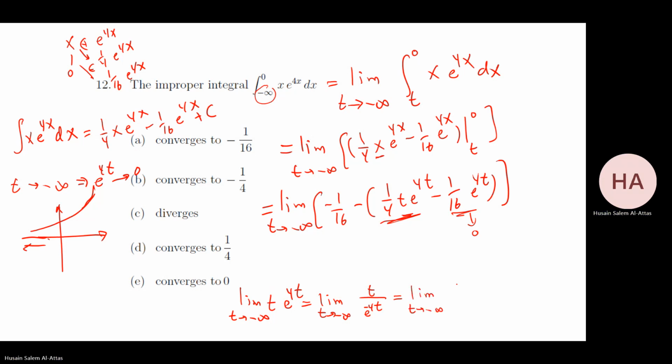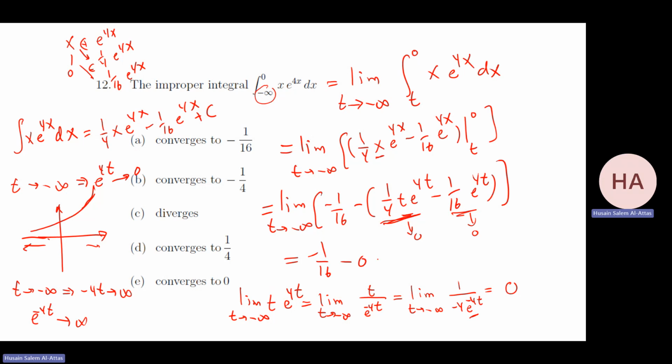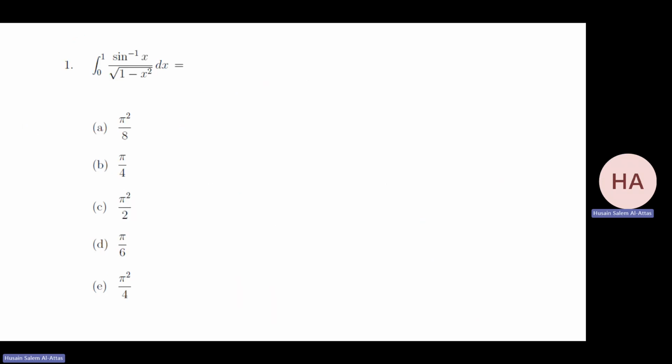Apply L'Hopital's rule. That'll give me 1 over minus 4 e^(-4t). Now it's 1 over infinity. Be careful, t goes to minus infinity, so minus 4t goes to infinity. So e^(-4t) will go to infinity, because I'm going to the infinity side for the exponential. 1 over infinity will be 0. So this is 0 also. So I have minus 1/16 minus 0 plus 0. That will be minus 1/16. And this converges to minus 1/16.